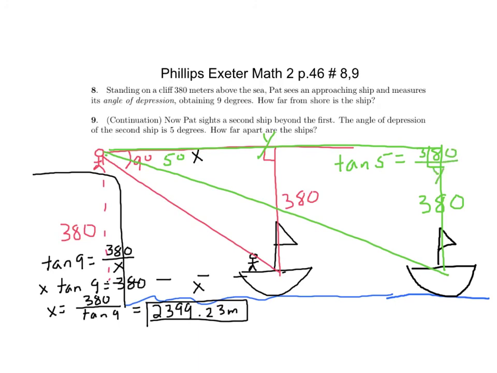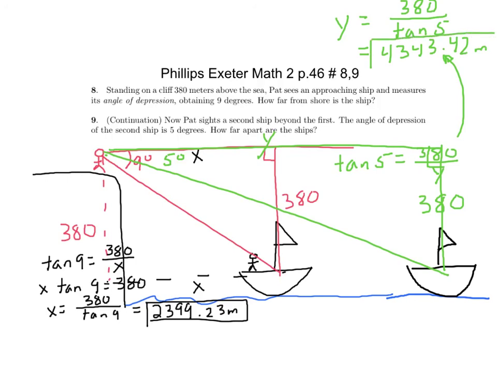Okay, and once you get used to doing these, I'm going to jump up to the top here. Once you get used to that, what does y end up equaling before you type it into a calculator? If you look at the previous one, we had 380 divided by tan 9. So what would this one be? 380 divided by tangent of 5, and what do we get there? 43.42 meters. So that's a distance that Pat is from the second ship.